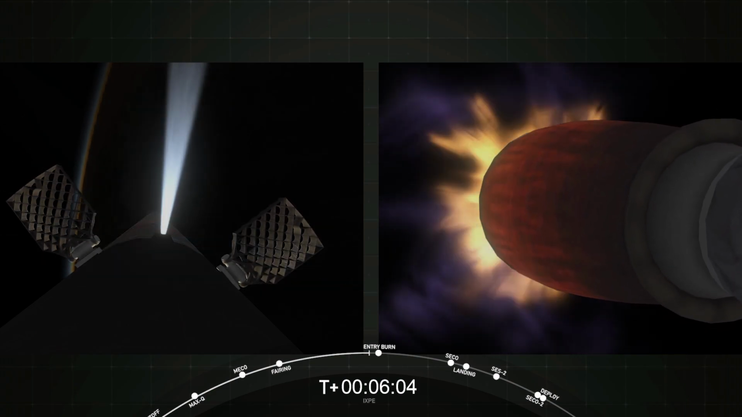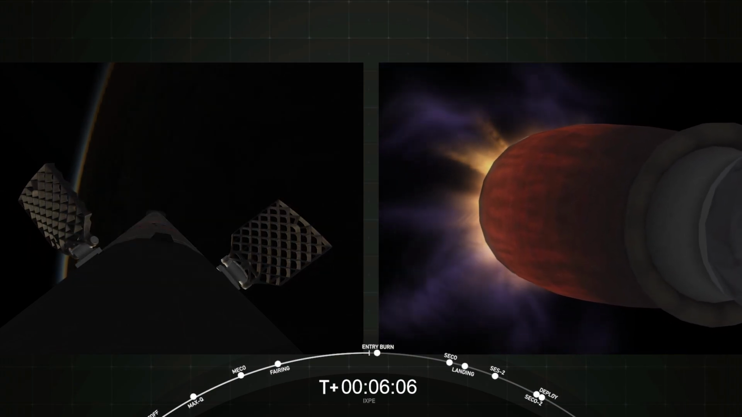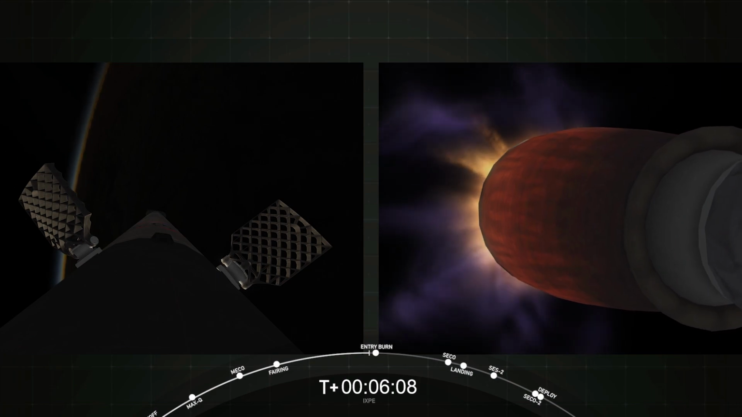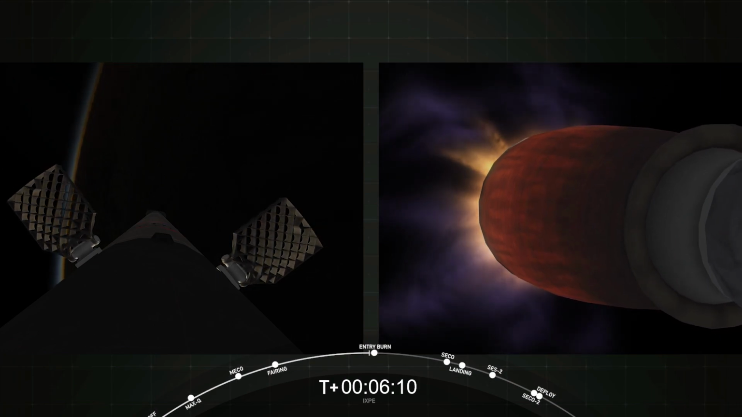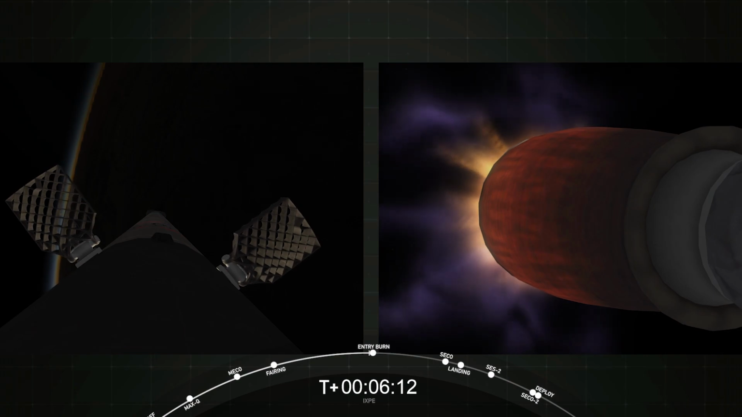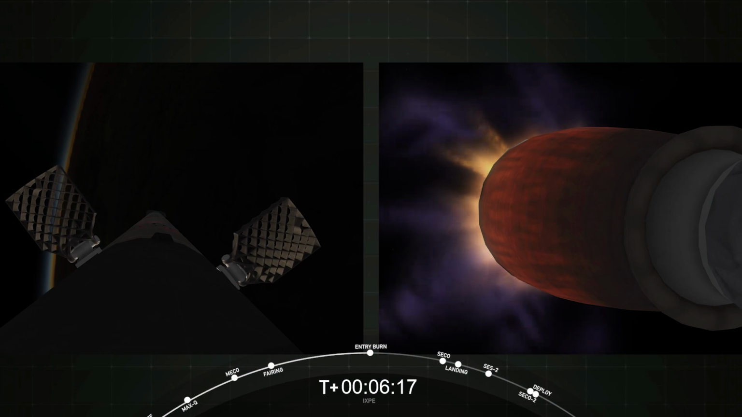The second stage, continuing to burn, its burn will continue until about T plus 8 minutes. And we've heard periodic callouts that we are seeing nominal performance and following a nominal trajectory. Stage one FTS is saved. On the second stage.